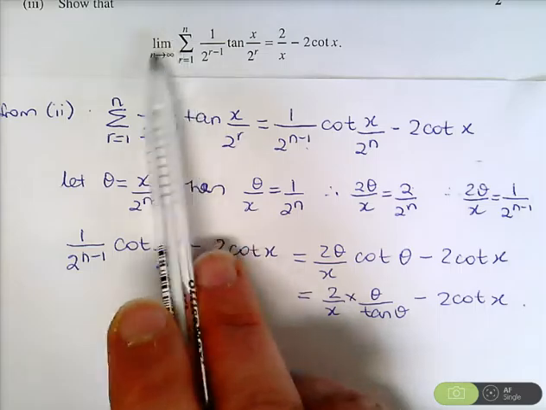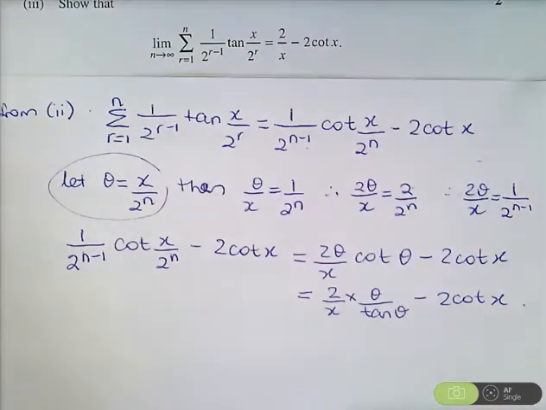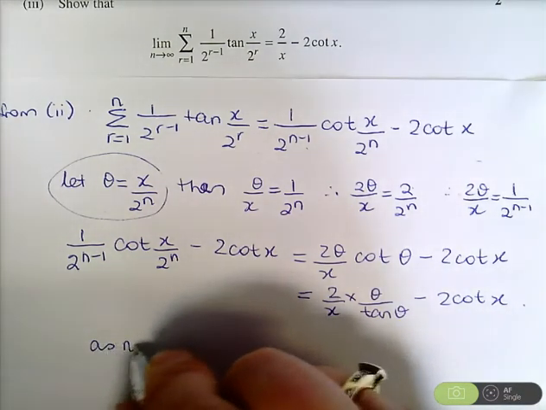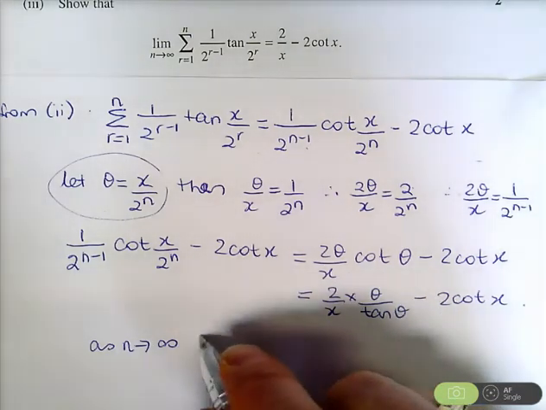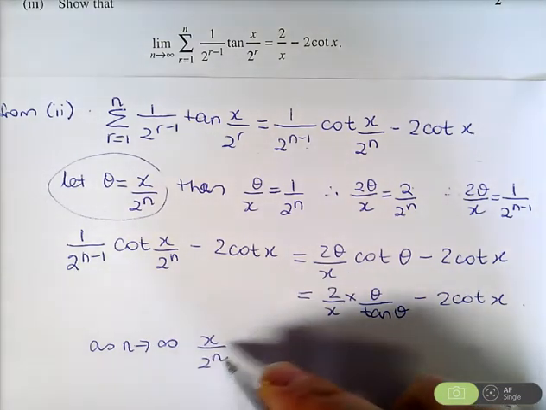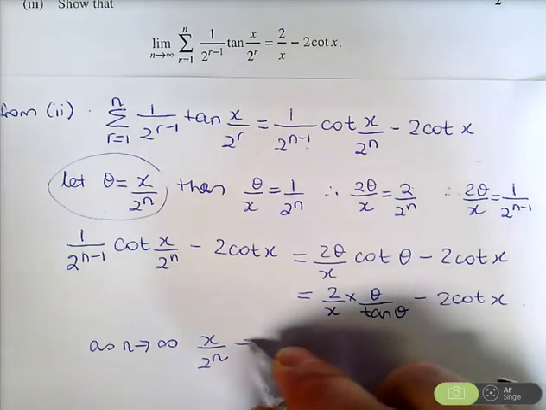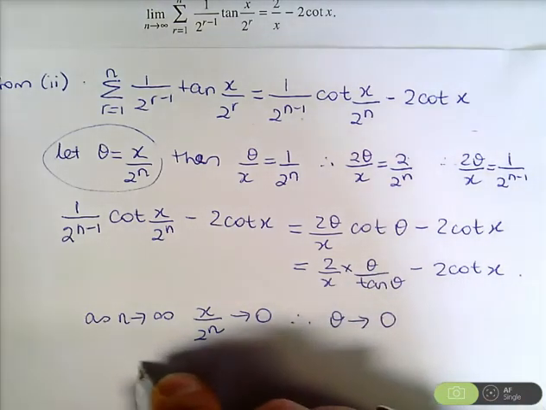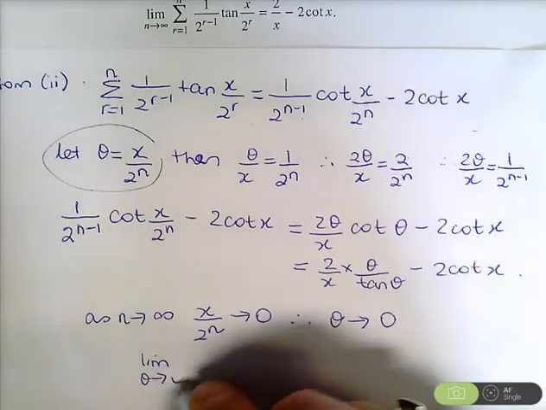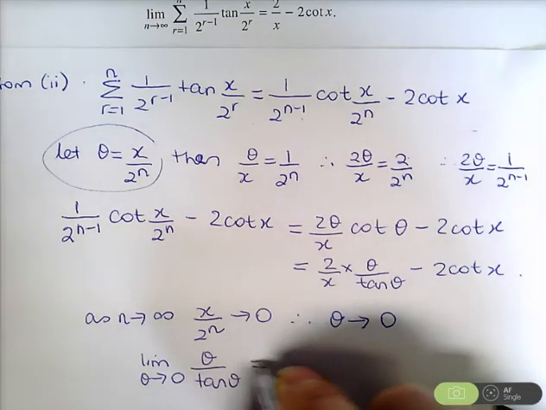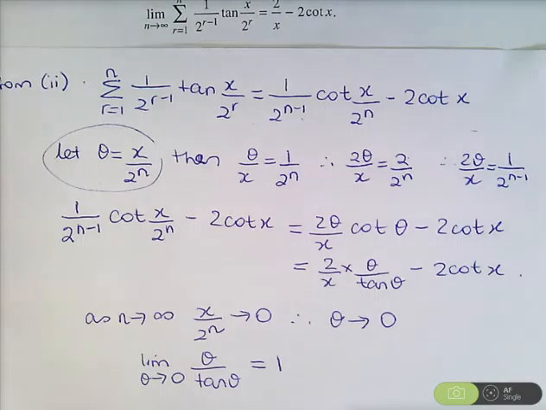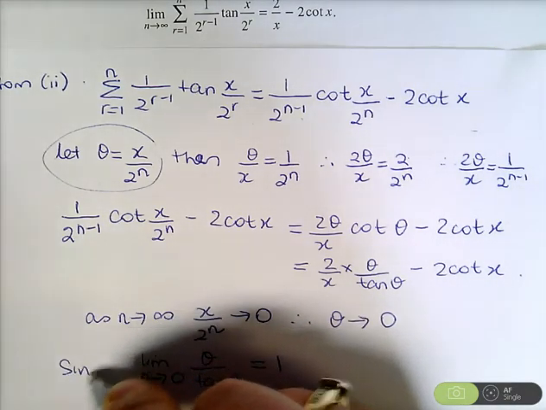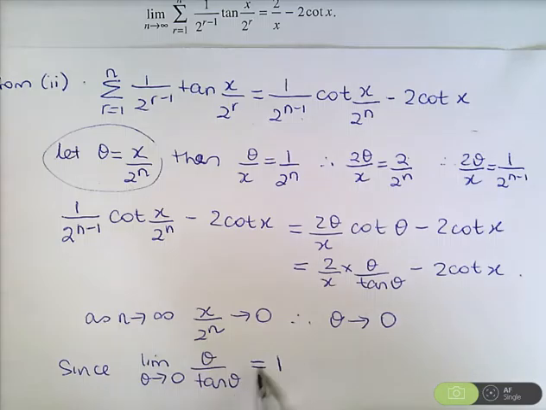To look at the limit as n approaches infinity, we have this relationship here. As n approaches infinity, x over 2^n will approach 0. We know that theta is x over 2^n, so theta will approach 0. Now, if theta is approaching 0, we know that the limit as theta approaches 0 of theta over tan theta is equal to 1 from that extension 1 result.